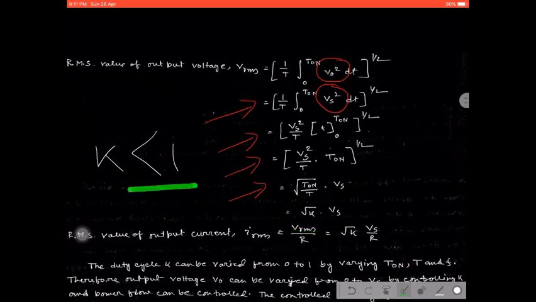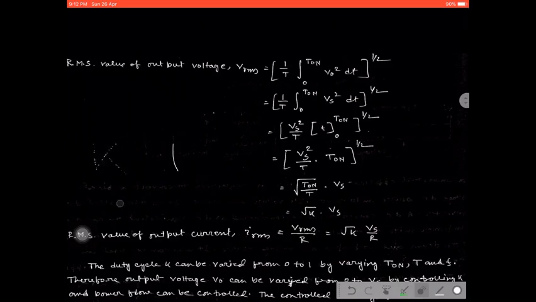As we have got the result root K Vs, in all the cases, if Vs is multiplied by any term which is less than 1, that means it will give you a lesser output voltage with respect to Vs. So we can conclude that the output voltage VO must be less than Vin or input voltage. That is why this is called step down chopper. Understand? So this is called step down chopper.